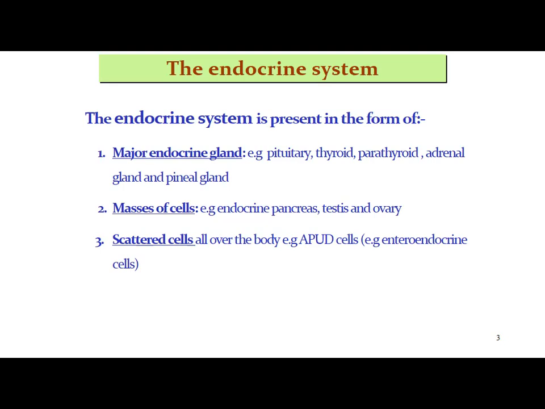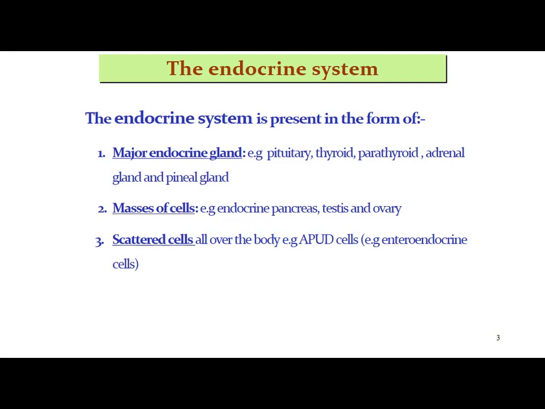Along with that, sometimes there can be some masses of cells which act as endocrine, like the islets of Langerhans in case of pancreas, which is called the endocrine pancreas. Those are nothing but the islets of Langerhans. Then we also have the testis and the ovary. Testis and ovary also produce their hormones and pour them directly into the blood. So these are called masses of cells.